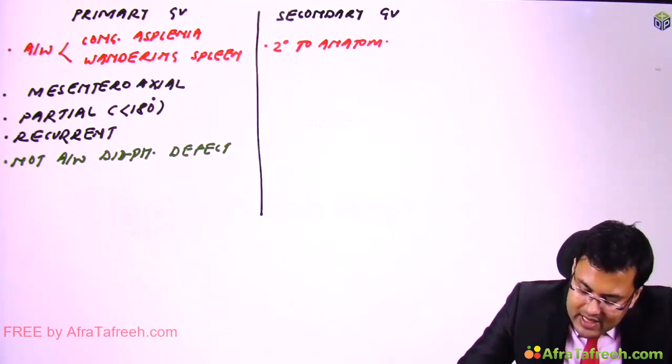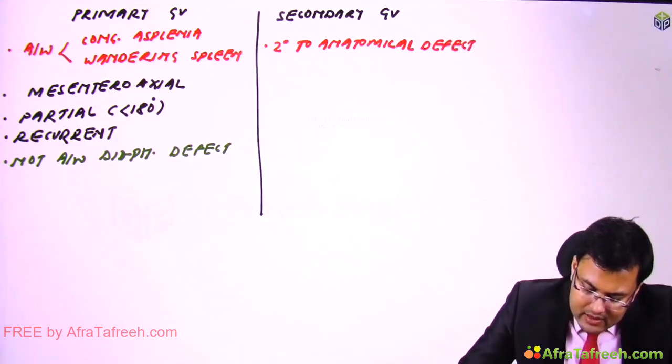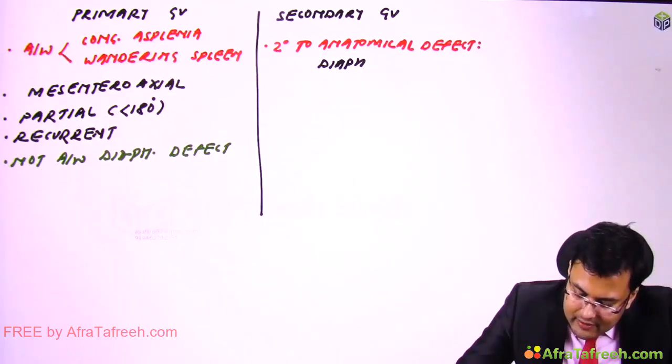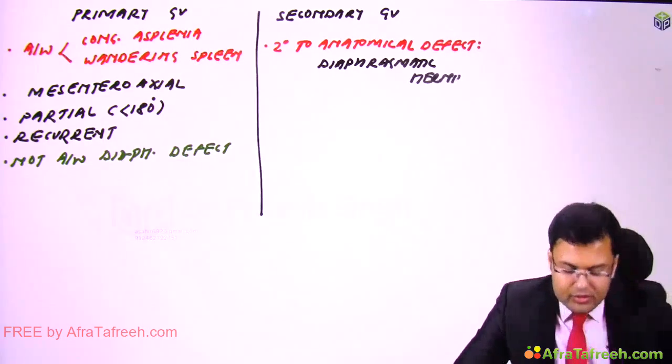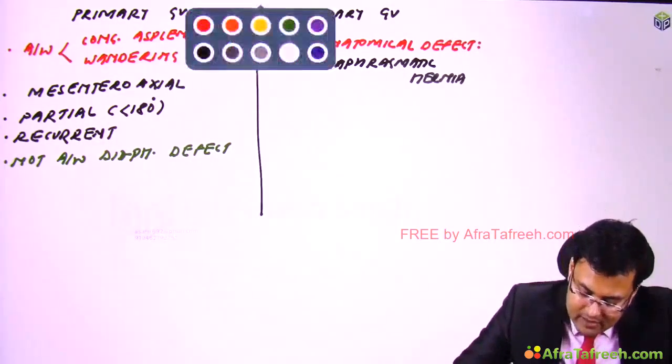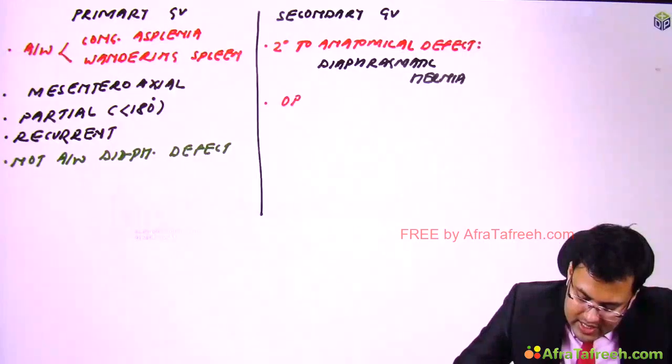And what's that anatomical defect? It's the diaphragmatic hernia. So generally it's the diaphragmatic hernia. I told you primary gastric volvulus is generally mesenteroaxial, but be careful, this one is organoaxial.